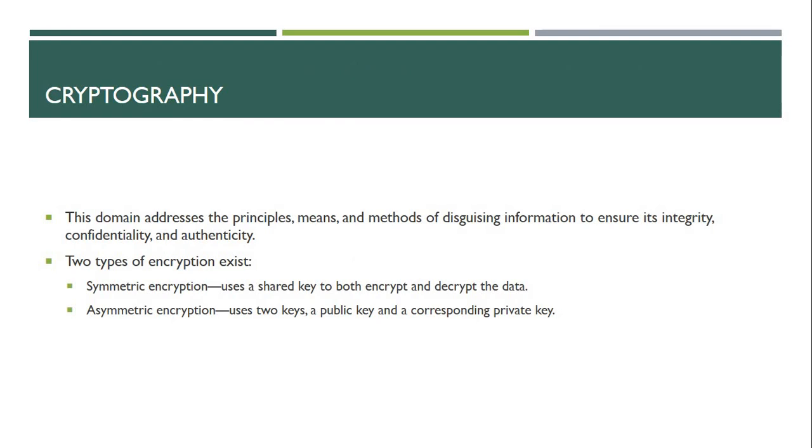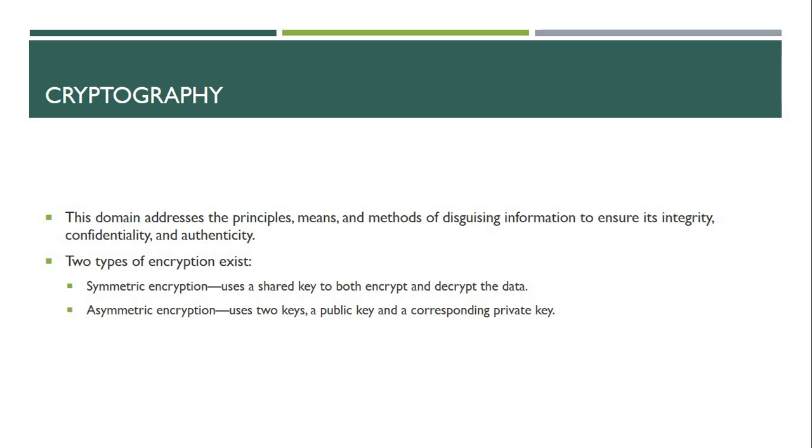By the CBK definition, this domain addresses the principles, means, and methods of disguising information to ensure its integrity, confidentiality, and authenticity. The data are encrypted and validated to ensure that the data remains secure and intact, and only authorized people can access the encrypted data through the process of decryption. Cryptography can also provide non-repudiation, or irrefutable proof that a message was created by a given person.